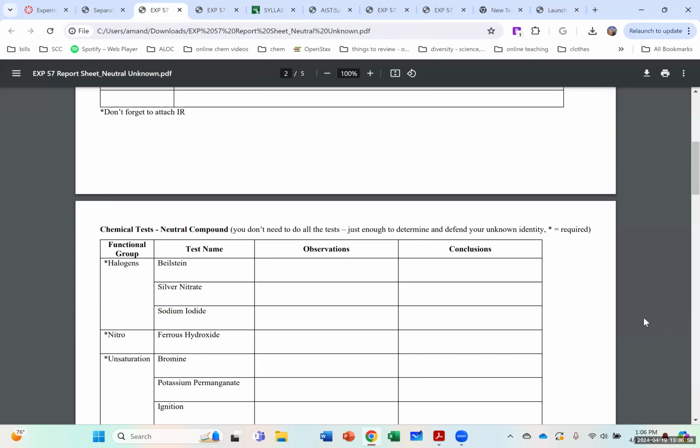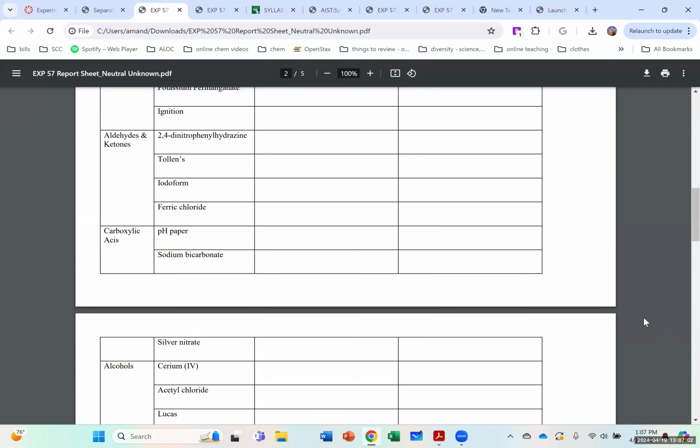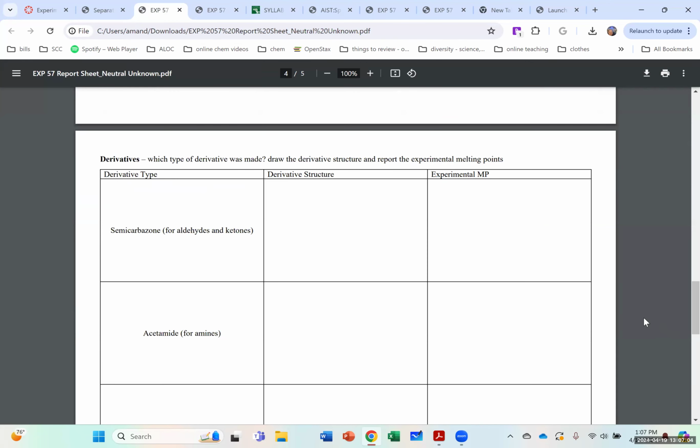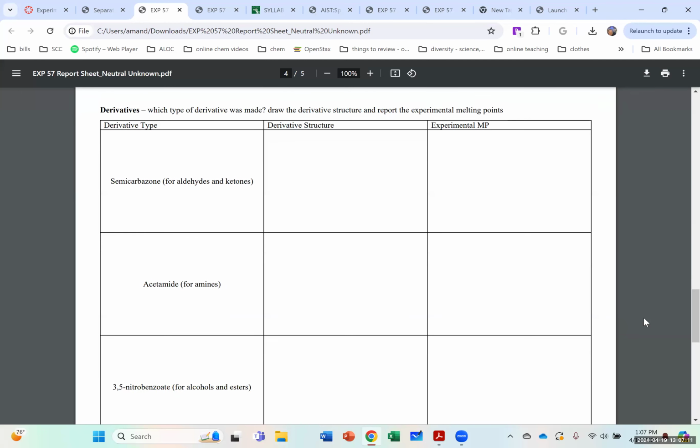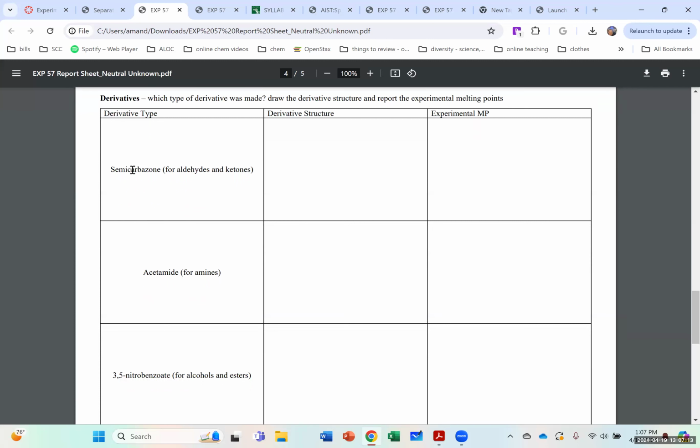We have all the tests. The same ones are required. So those first 3 are required plus 1 extra. Now the additional thing that you need to do for your neutral unknown is to make a derivative. So we have 3 derivative options. You're going to do a semicarbazone if you have an aldehyde or ketone, an acetamide if you have an amine, and a 3,5-nitrobenzoate if you have an alcohol or ester.